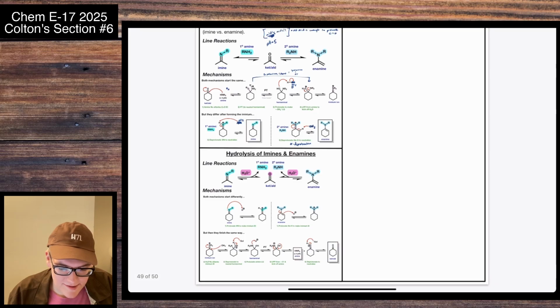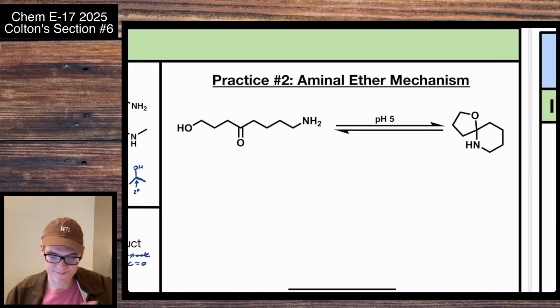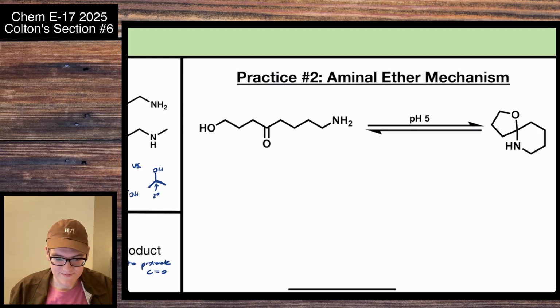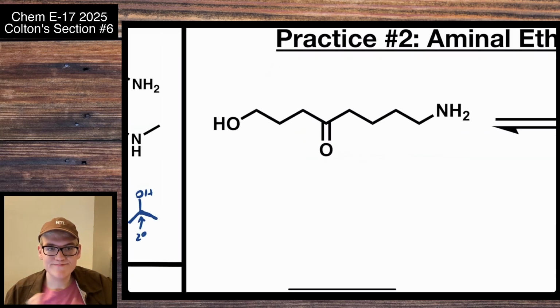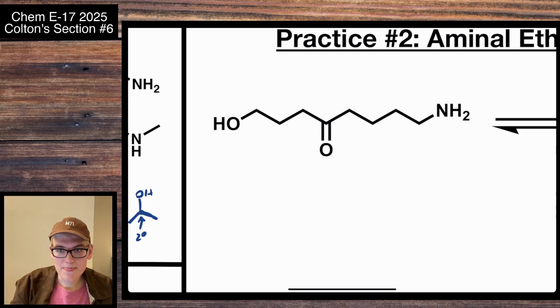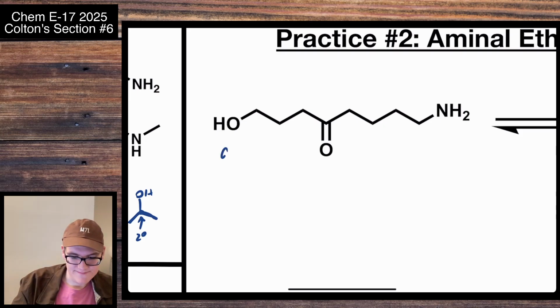So with that in mind, let's look at practice number 2 here. Great, I hate it. First step, panic. Second step, identify functional groups. What functional groups do we have in the starting material? Alcohol, great. Ketone, great.